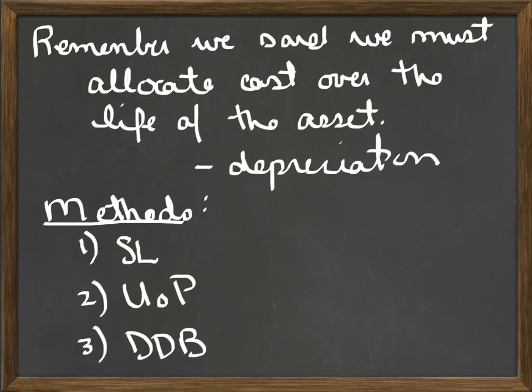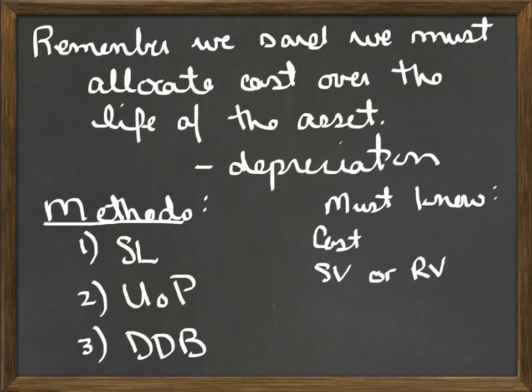So in order to calculate depreciation, what do we need to know? Well, we must know the following. We must know the cost of the asset, and that's the actual cost that we recorded. Remember, that cost included all expenditures to get the asset ready for use. The next thing we need is the salvage value, or the residual value of the asset. Those two terms are interchangeable, so you may hear salvage value or residual value. Salvage value or residual value is simply the value we anticipate the asset will have at the end of its life.